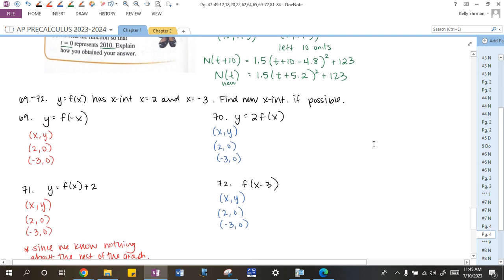Okay, 69 to 72. F of x has an x-intercept at 2 and negative 3. Find the new x-intercept if possible. So that seems kind of weird, if possible. Let's just go through each problem and see what happens.